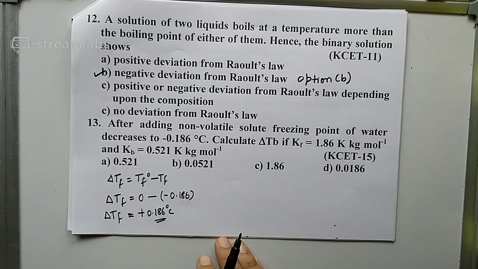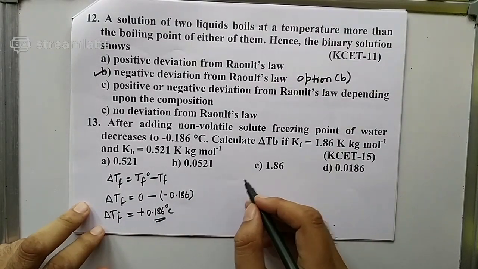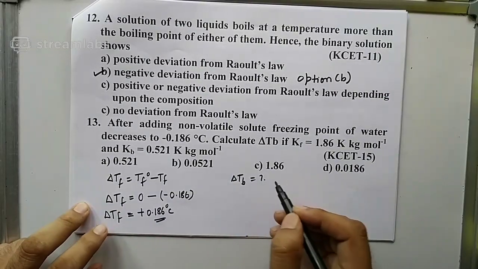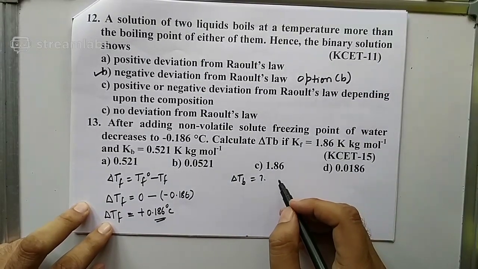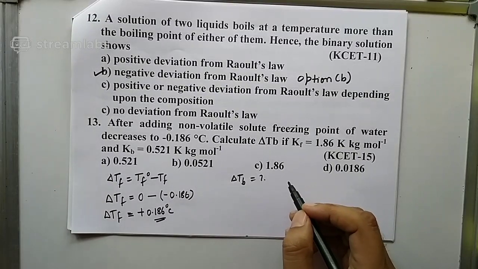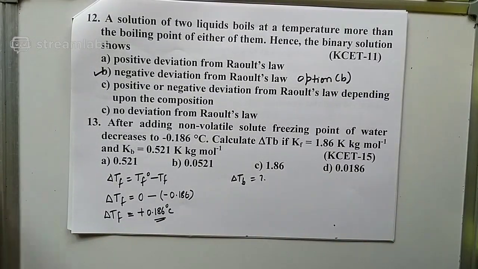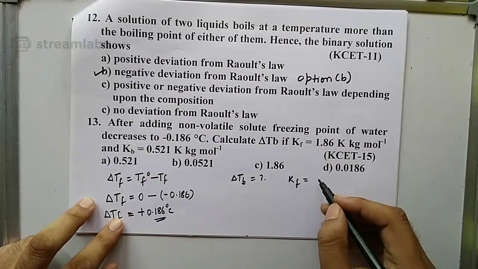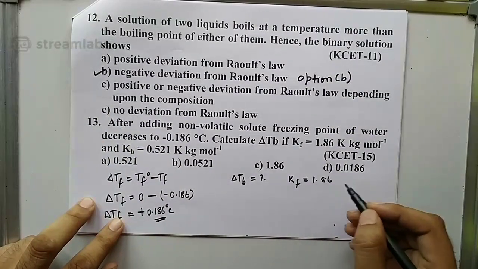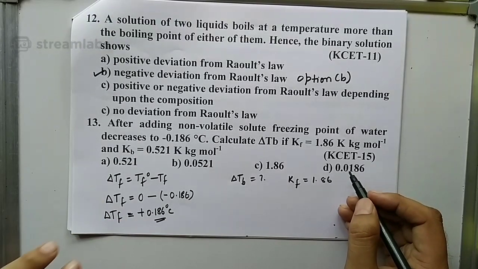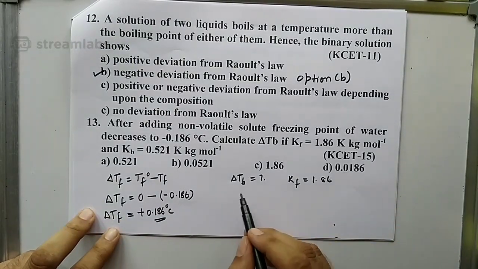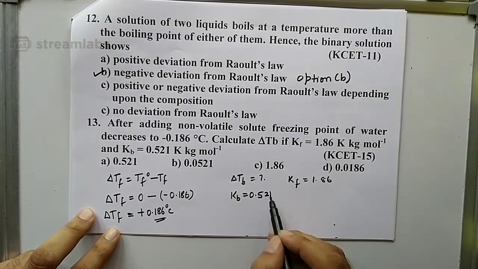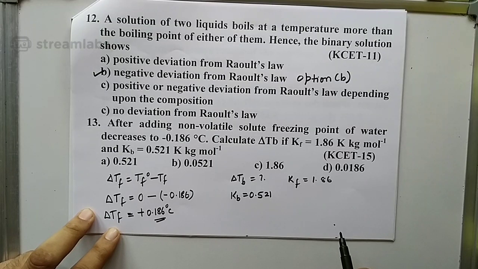You have to calculate delta TB. Delta TB is a question mark. But what they have given is KF. So KF value is given, that is equal to 1.86 Kelvin kg per mole. They have also given you the KB value. KB value is equal to 0.521 Kelvin kg per mole.